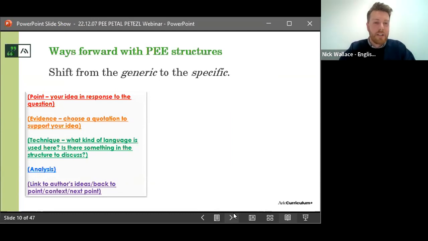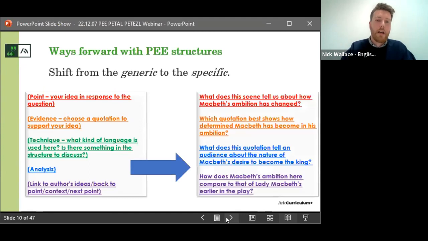Point: your idea in response to the question. Evidence: choose a quotation. Technique: what sort of language is used here? Is there something in the structure to discuss? Analysis: link to author's ideas, back to the point, context, next point. We can use that framework in principle, but if we shift it from the generic to the specific context that students are exploring at that moment, we will be able to support them in much more powerful ways. And what can that look like?